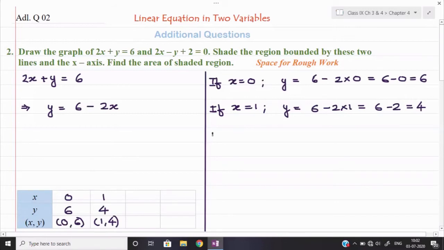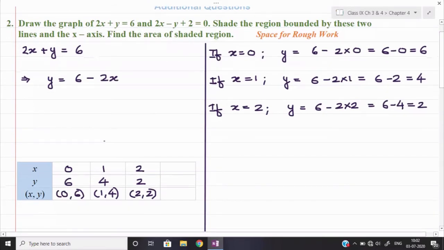Now let us take one more coordinate here. X is equal to 2 we can take. Now suppose if I take x is equal to 2, in that case y will be equal to 6 minus 2 into 2. So 2 into 2 will be equal to 4. So we will get here 6 minus 4 and hence it will be equal to 2. So I can say that if I take the value of x is equal to 2, then y will be also 2 and hence the coordinate will become here 2 comma 2. Let us find out the coordinate of the second equation also. I will say this is my line number 1.